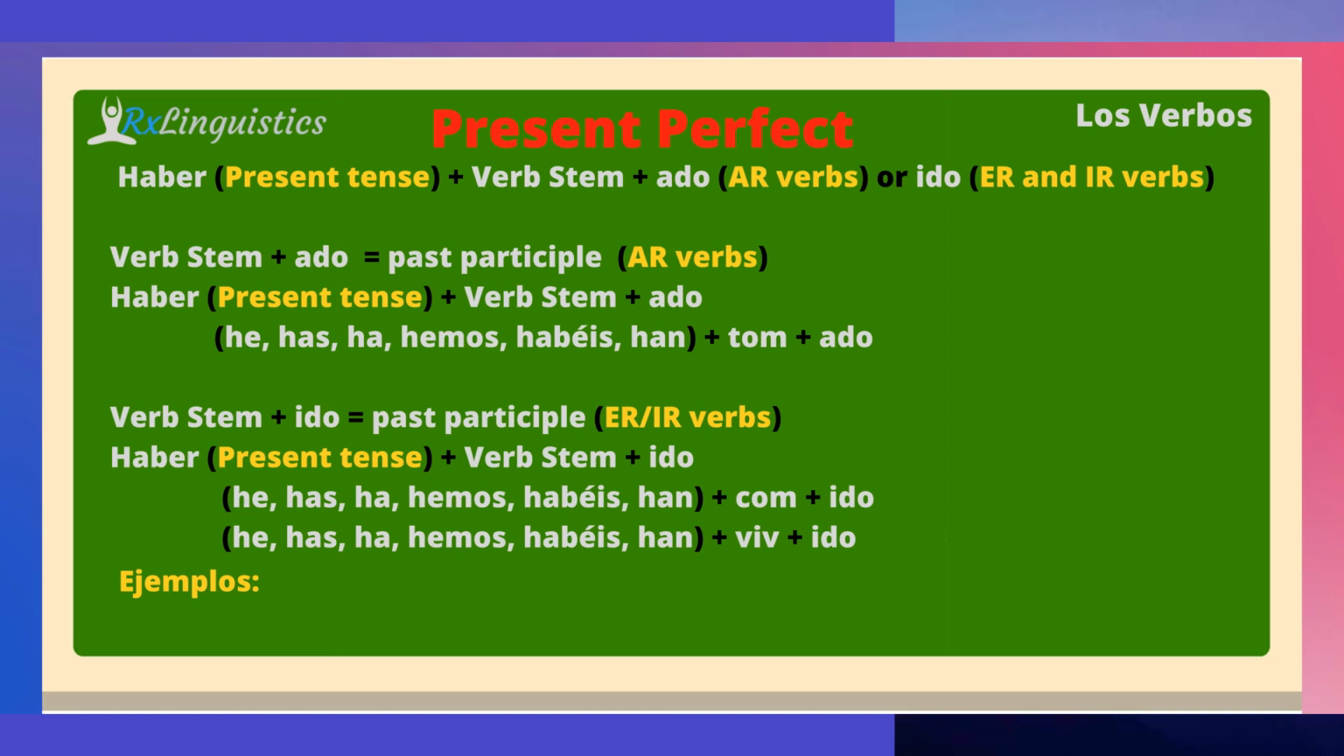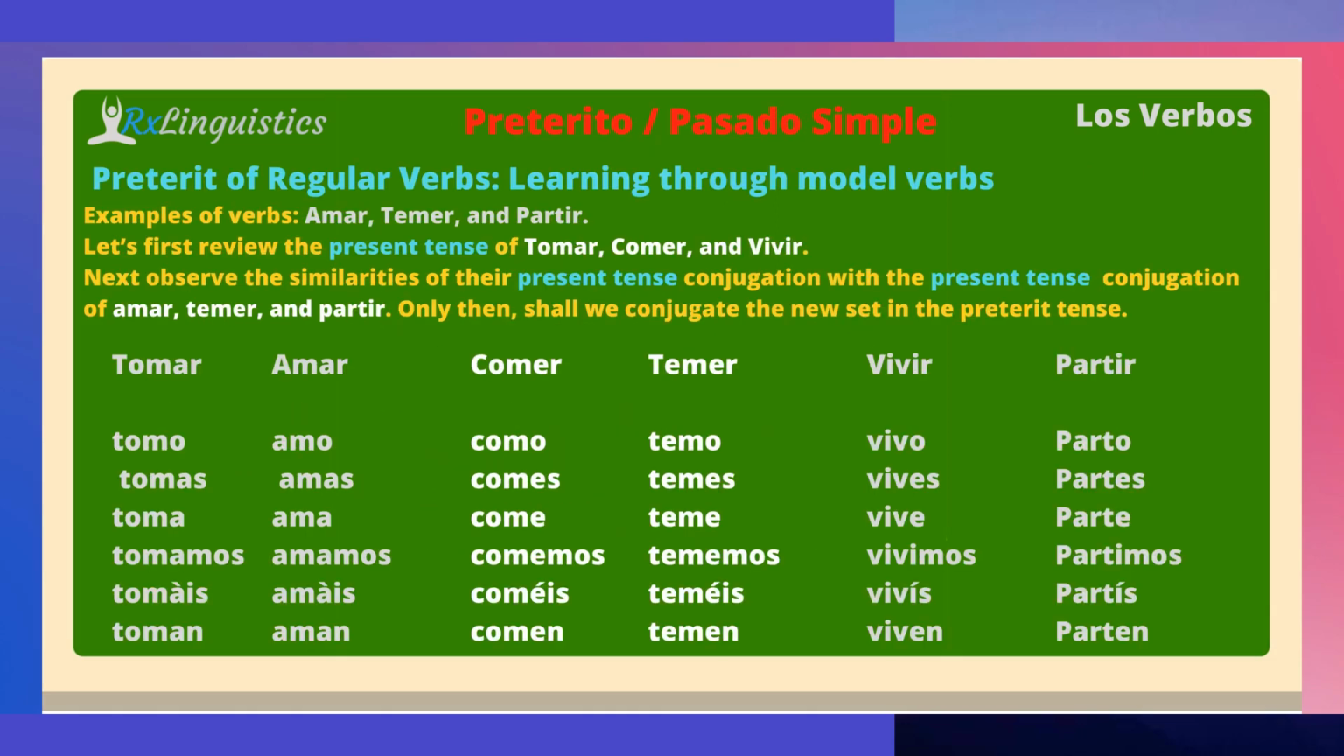We have some examples here. This is the present tense, but we're going to study simple past or preterite. But for regular verbs, let's compare these verbs here because they are the same and one could be used as a model for the other. Toma and ama are both first conjugation verbs. They are both regular verbs. They don't change. The root or stem does not change.